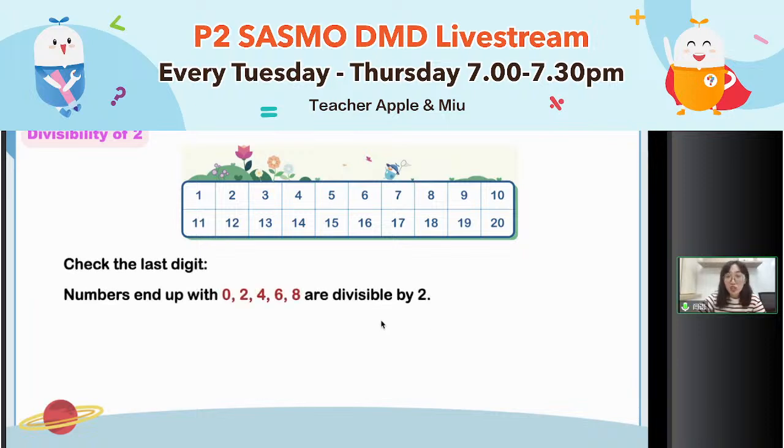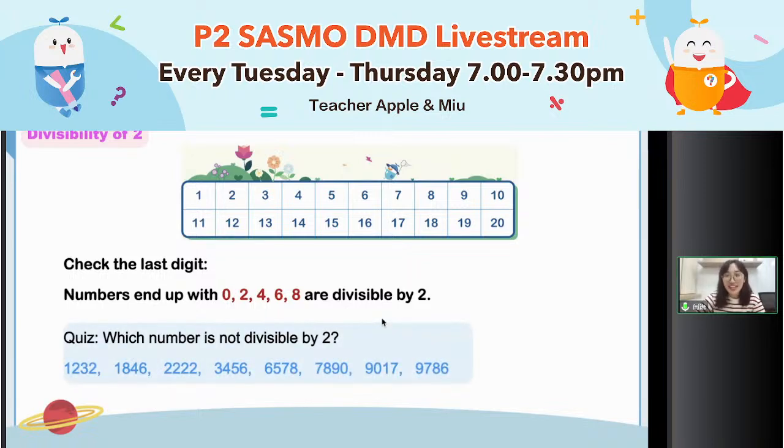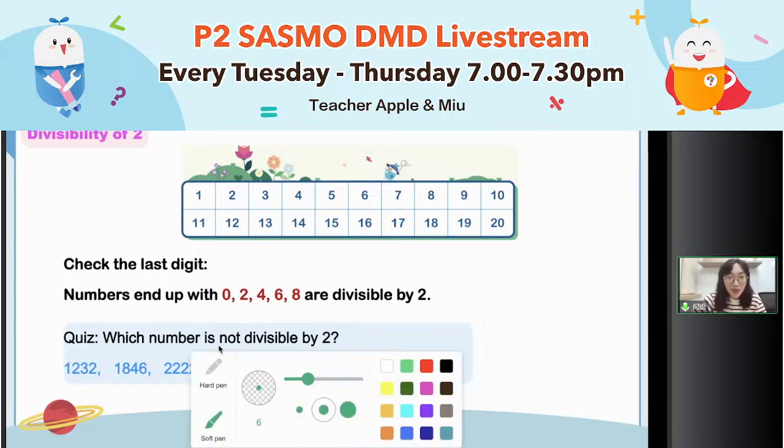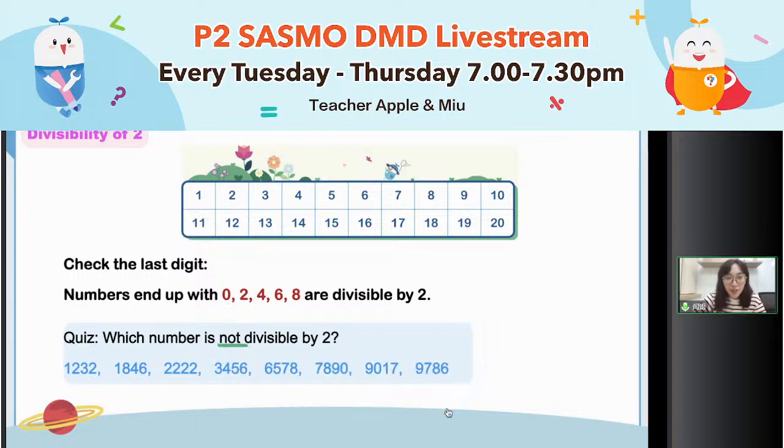That is, you need to check the last digit. The numbers that end with 0, 2, 4, 6, 8 are divisible by 2. And also, they are even numbers. Okay, quick quiz. Which number is not divisible by 2? Everyone, can you try to input your answer in the chat box? Which number is not divisible by 2?